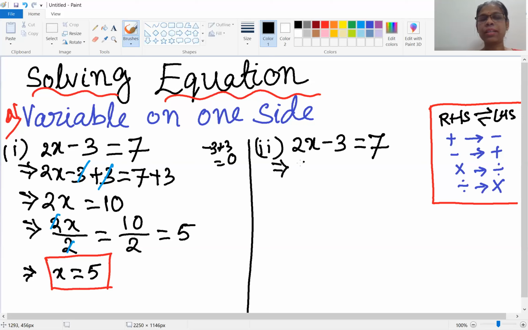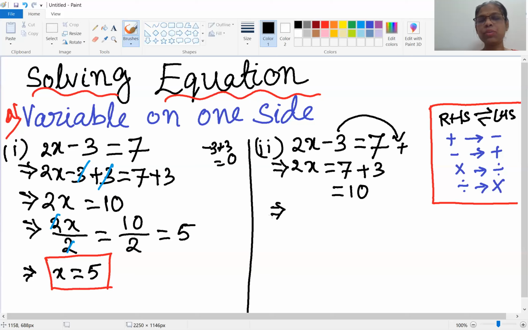As this is minus 3 and I am moving from left hand side to right hand side, what can I write here? 2x, moving the 3 here, 2x is equal to 7, minus becomes plus. So 7 plus 3, which is equal to 10.